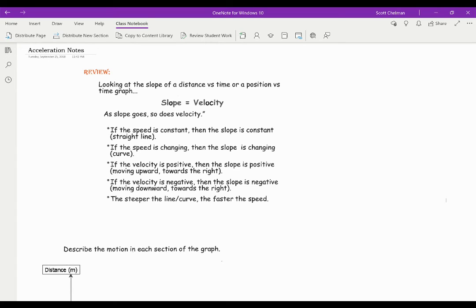Now, so what is acceleration? Yeah, go ahead. Speeding up, right? Right now. All right.